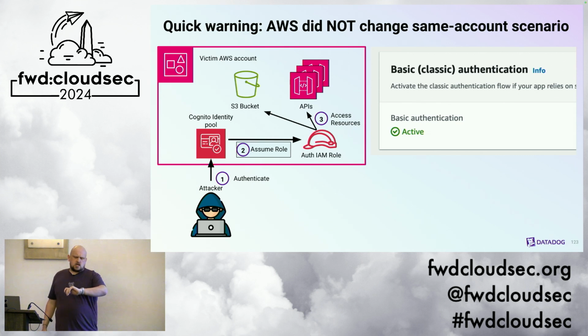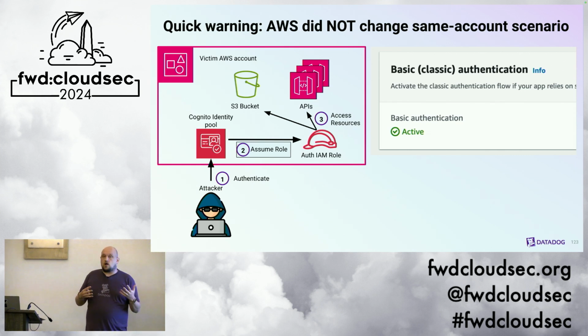We don't have a ton of time to talk about it, but if you do use Cognito in your organization, I strongly encourage auditing your identity pools and seeing if any of them have basic auth flow enabled, and I strongly encourage you to disable it if possible. The enhanced auth flow has a number of security benefits that make it a better choice and worthwhile to use instead.